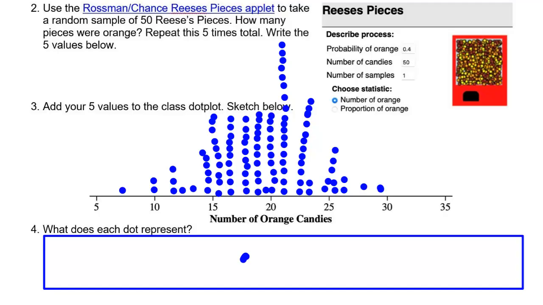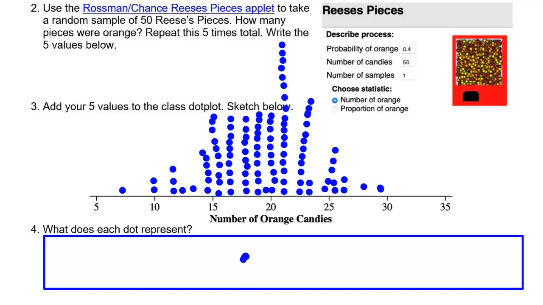All right, so I want you guys to copy that to the best of your ability into your notes. What does each one of those dots represent? The number of orange. That's not wrong, but it's not fully complete yet. Add on to it. The number of orange candies in a sample of 50.